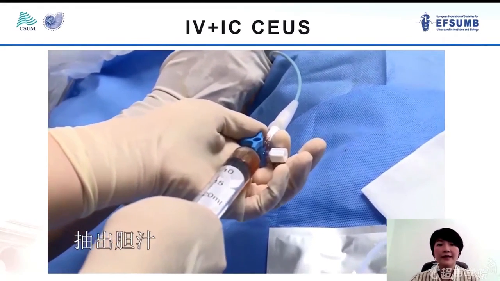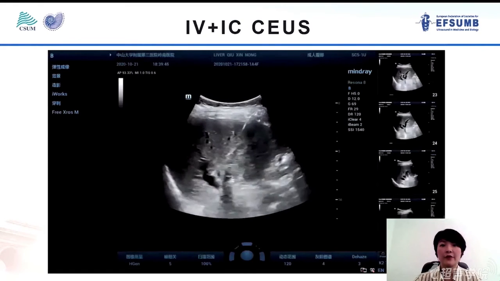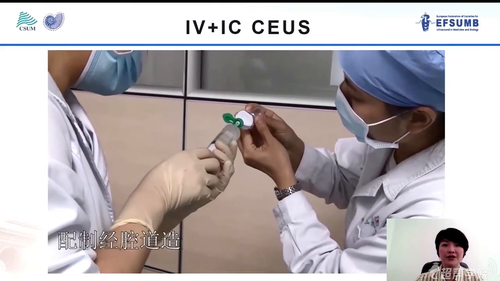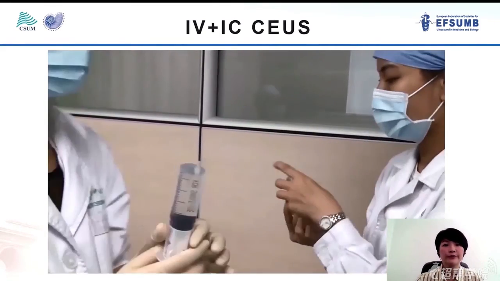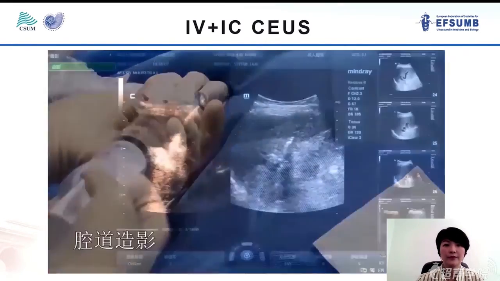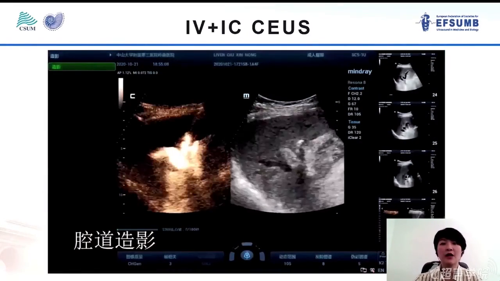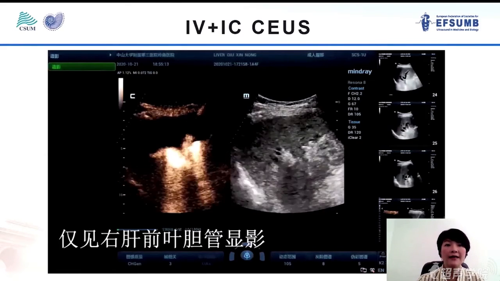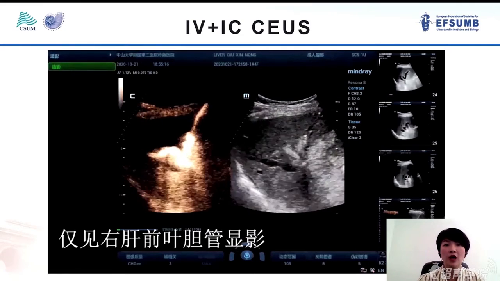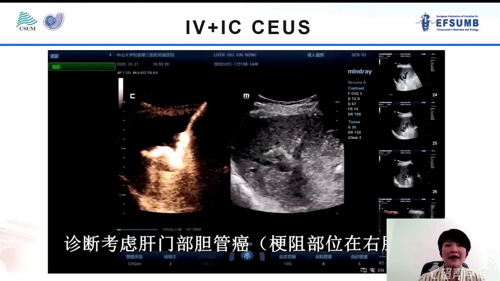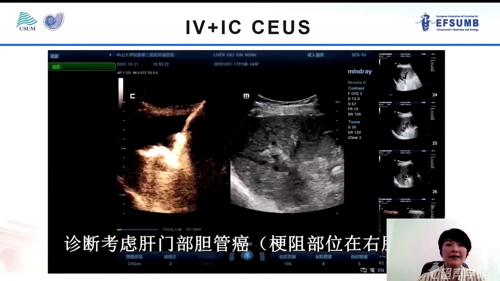After the catheterization was successful, the diluted contrast agent was injected through the drainage tube. It was observed that only the right intrahepatic bile duct could be shown, and the left intrahepatic bile duct and the common bile duct were not displayed. This meant that the level of obstruction lay in the right hepatic duct.